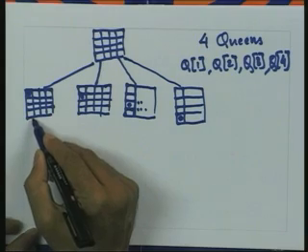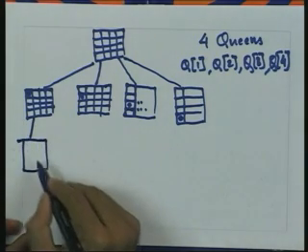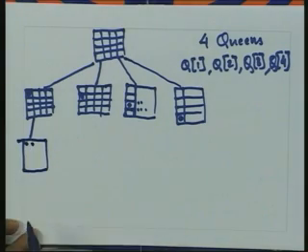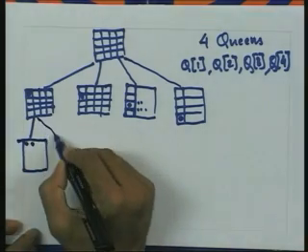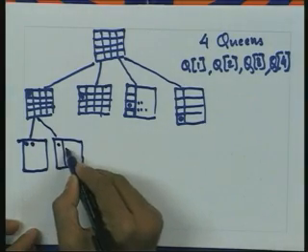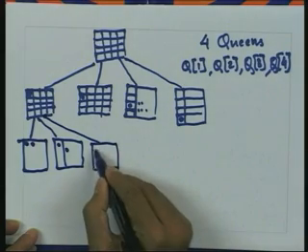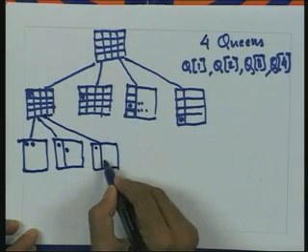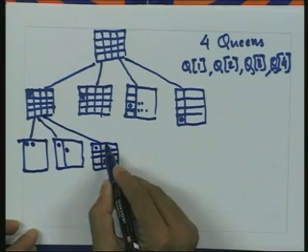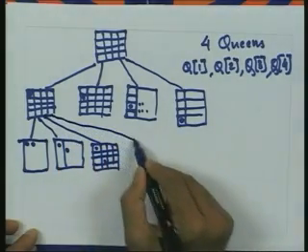So from this point, we will again consider all possible ways of placing the second queen. The first queen is placed over here. The second queen could also be placed in the same row, or it could be placed in the next row, or the row after that, or finally in the last row.